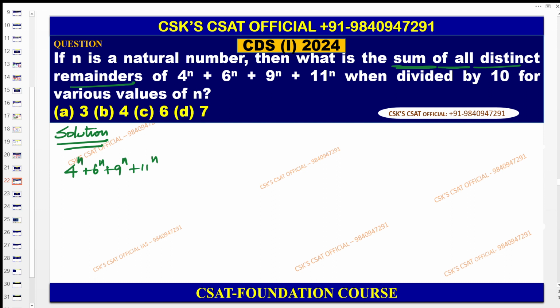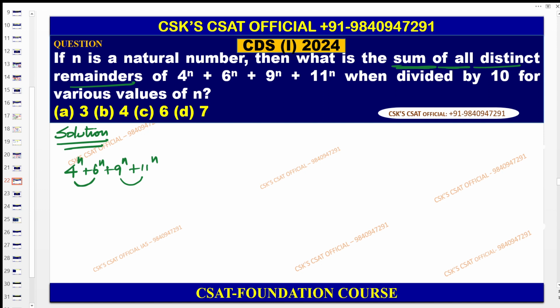Now you need to focus on one important thing here. Check that format first of all. If you add 4 plus 6, the sum is 10. Add 9 plus 11, the sum is 20, which is a multiple of 10. So therefore just club them like that. After clubbing like that, check the powers.